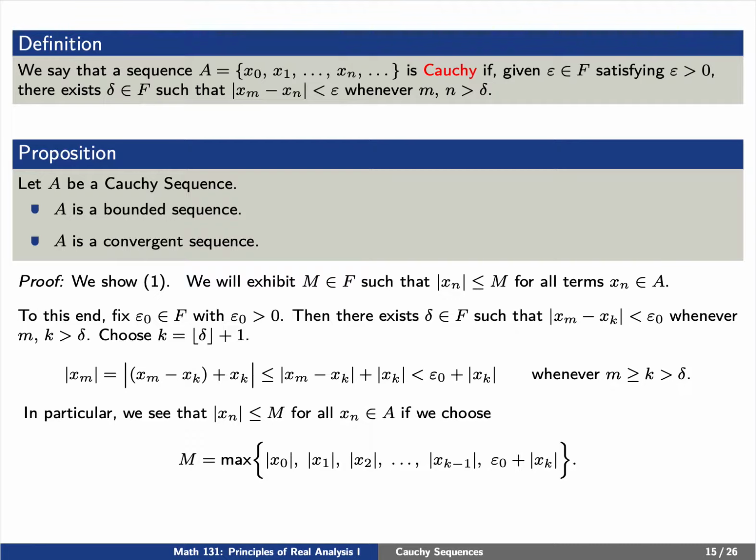In particular, we'll see that our absolute value x sub n is less than or equal to M if we choose M so that it's larger than the first k numbers, absolute value of x_0, absolute value of x_1, all the way through the absolute value of x sub k minus 1, and if M is greater than this bound we just worked out, this epsilon naught plus the absolute value of x sub k. This actually shows that our Cauchy sequence, A, is indeed a bounded sequence. Let's show the second statement.